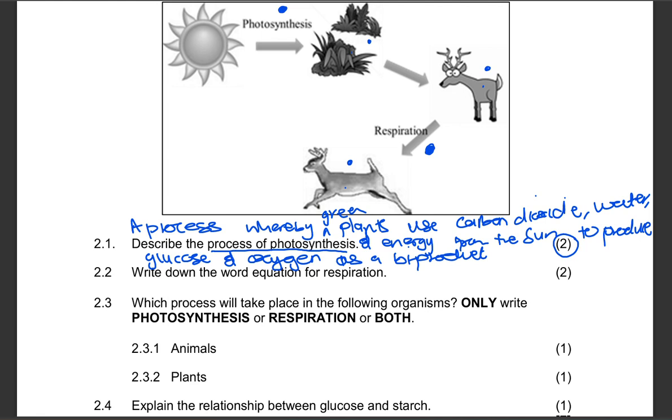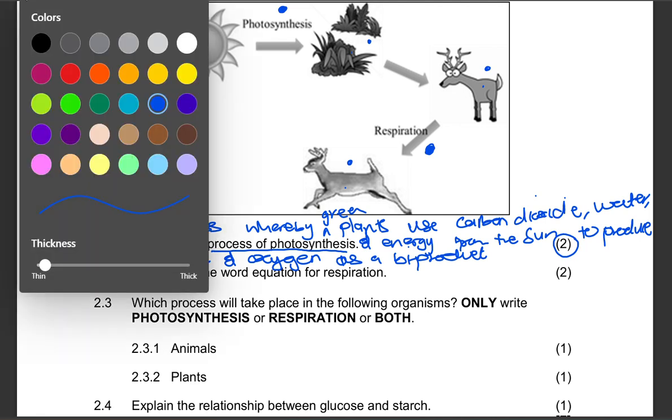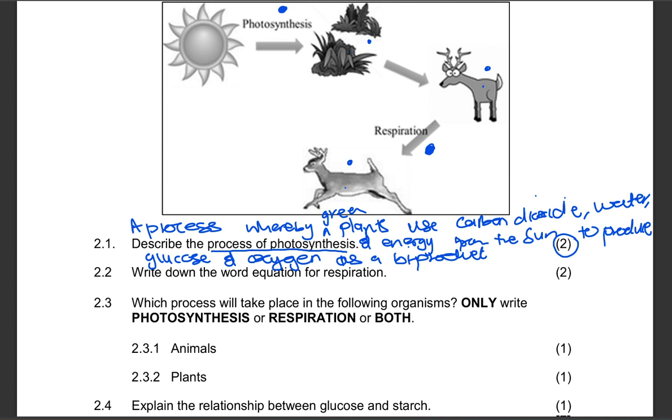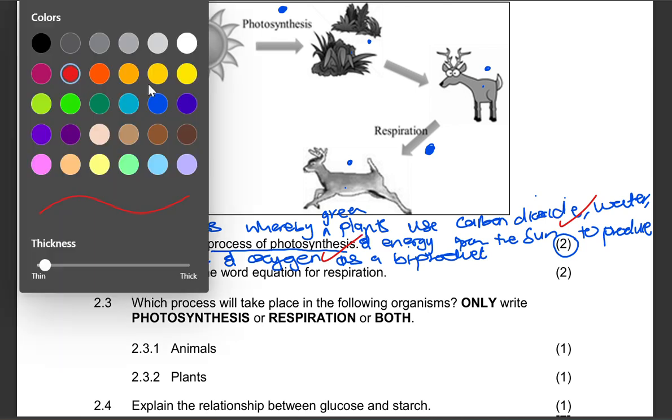All right. Remember, guys, I don't just give you the answers. I also show you how we mark. So the process, since it's 2 marks, the process whereby plants use, then you mention the 3 requirements, that's a mark. Then you mention your 2 products, that's another mark.